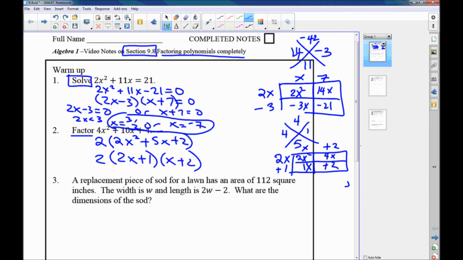All right, so what I was saying before, if you factored it without dividing the 2 out ahead of time, you're going to either have 4x plus 2 in here, or you're going to have 2x plus 4 in that spot. And that one can have a 2 factored out of it, and you can just pull it out now. Okay. All right, number 3.